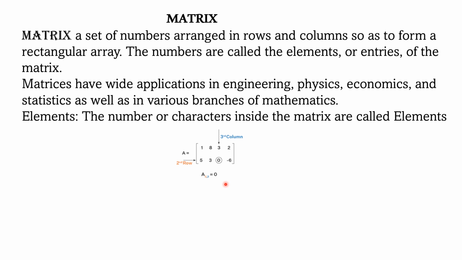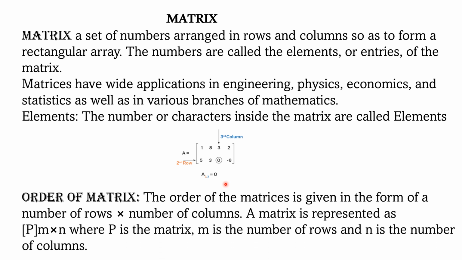Okay. Now we see what is the order of the matrix. The order of a matrix is given in the form of number of rows by number of columns. A matrix is represented as P of order M by N, where M is the number of rows and N is the number of columns. In this above matrix, how many rows? 2 rows and 4 columns. Hence, this matrix is called a 2 by 4 matrix.